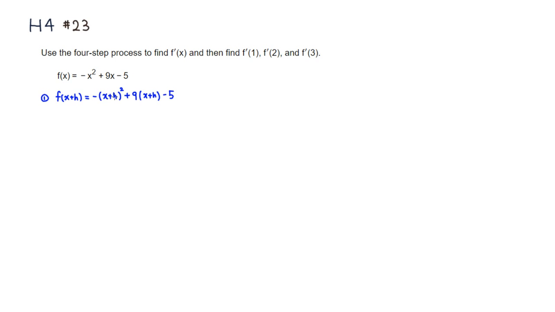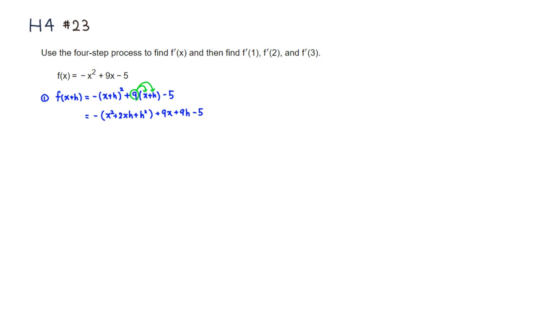Then let's square this. First, there's a negative sign. x plus h squared would be x squared plus 2xh plus h squared. Then we can distribute this 9 to x and h. We will get 9x plus 9h. Then you have a minus 5 there.